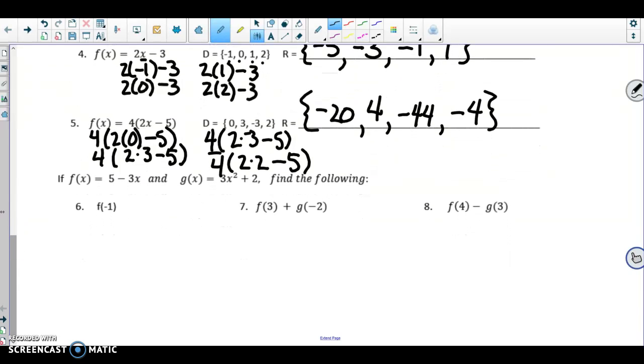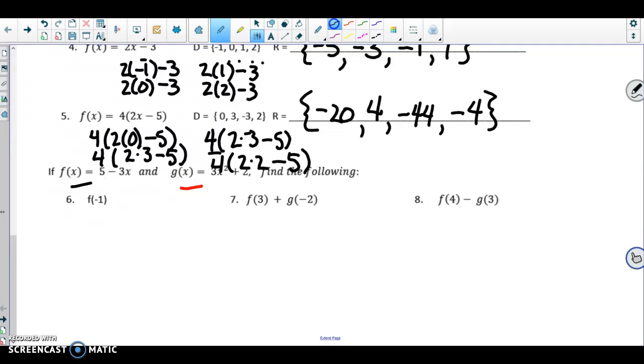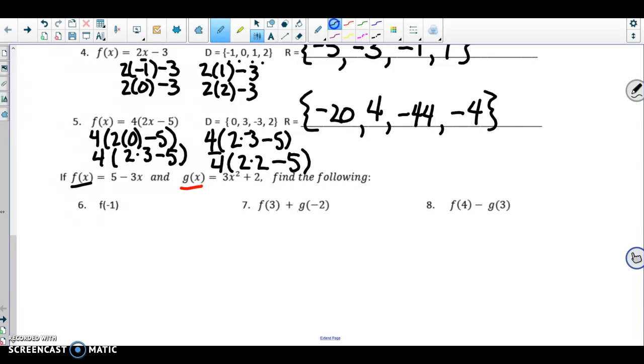So now for this one, we have two different functions. We have f of x here, and the other one we have is g of x. Let me erase that so we can read it. f of x is defined to be 5 minus 3x. g of x is 3x squared plus 2, and they want us to find the following. So if we have f of -1, I'm taking this -1 and plugging it into the function f of x. Sorry about that. But I'm taking this and plugging it into this function.